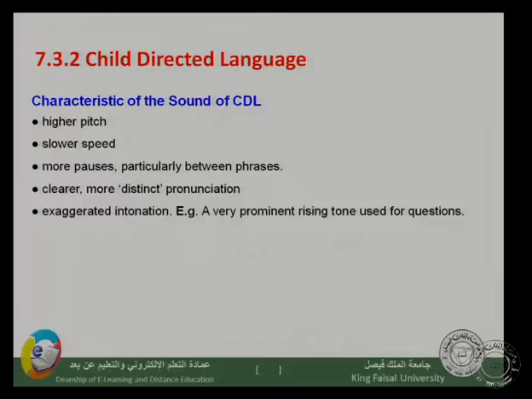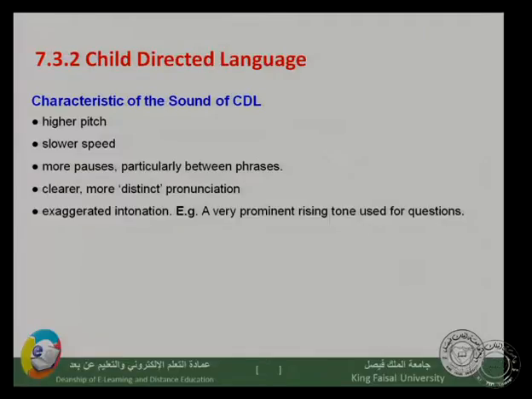Exaggerated intonation. Example: a very prominent rising tone used for questions. So it is known that in English, when you want to ask a question, you can do this by using one statement with a rising intonation. So if you say, for example, "you speak English," this is a statement. But if you say the same sentence with a rising intonation, you are making this statement a question.